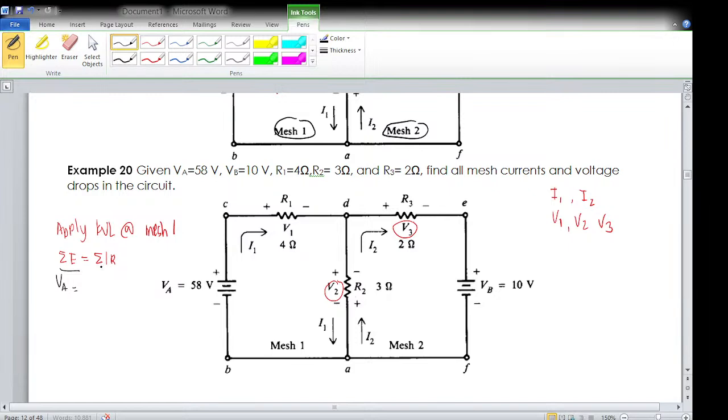Okay, how about for the sum of IR? Ano yung mga IR natin in this case? Voltage drop in our mesh 1. How many? Dalawa, ma'am. Ilan yung voltage drop natin? Dalawa, ma'am. Okay, dalawa. Ano yon? R1, R2. V sub 1 at V sub 2, ma'am.